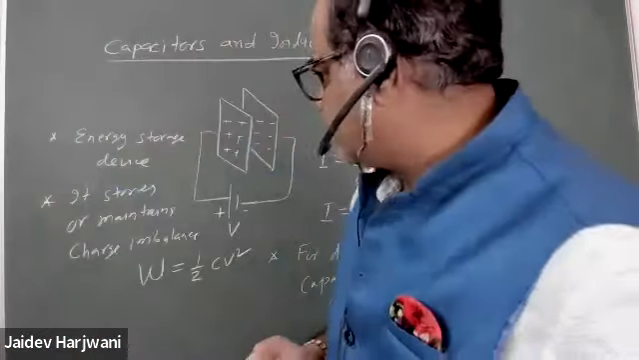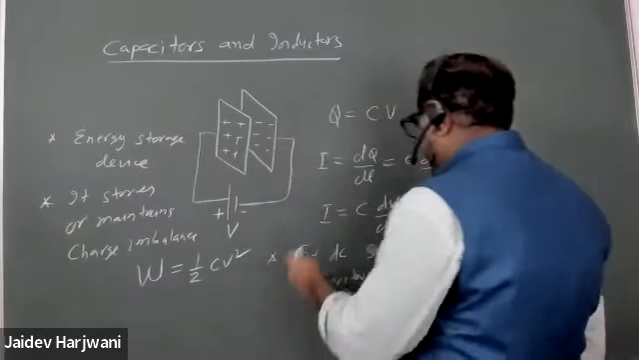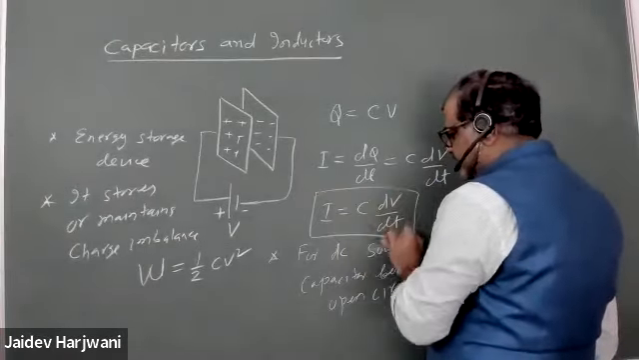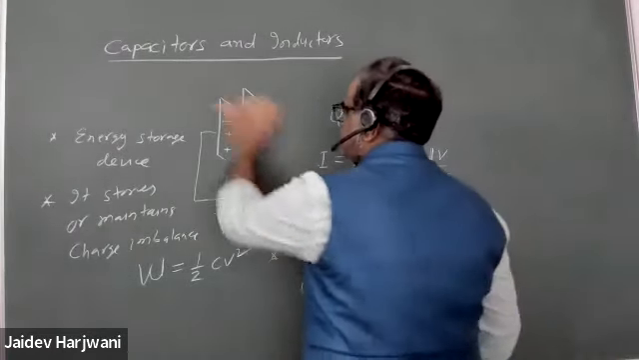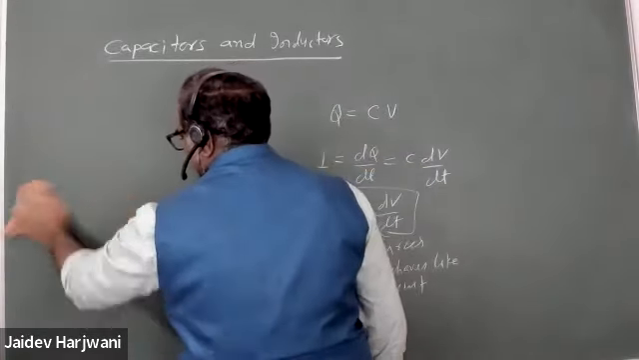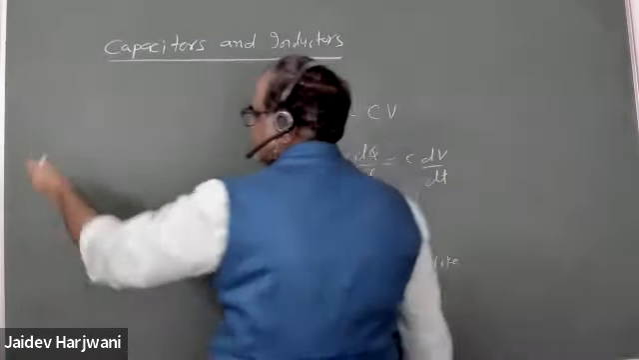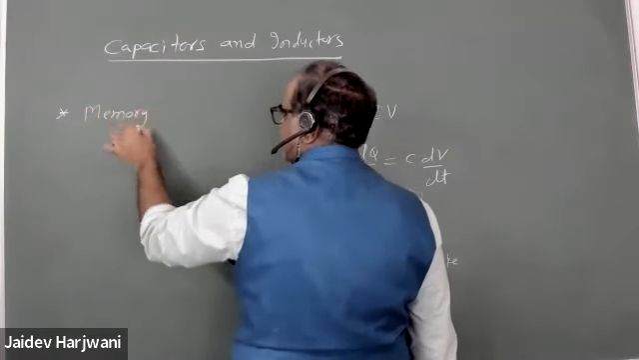So this is one thing with a capacitor. This is the important formula: I can find the current through a capacitor if I know dV by dt. Now the second thing is that a capacitor has some memory. So a capacitor is basically a memory device. Memory device ka matlab kya hai?